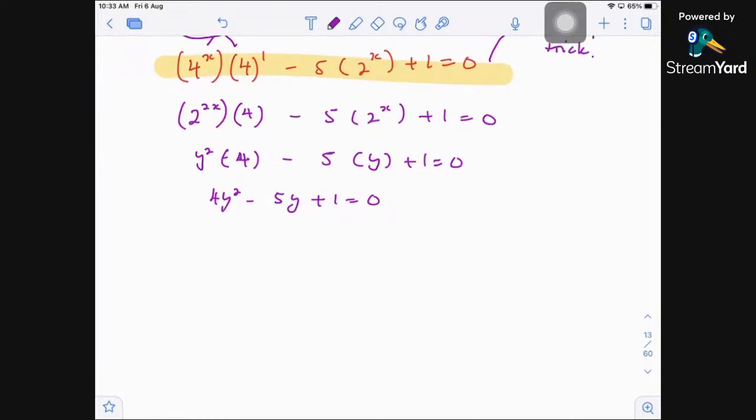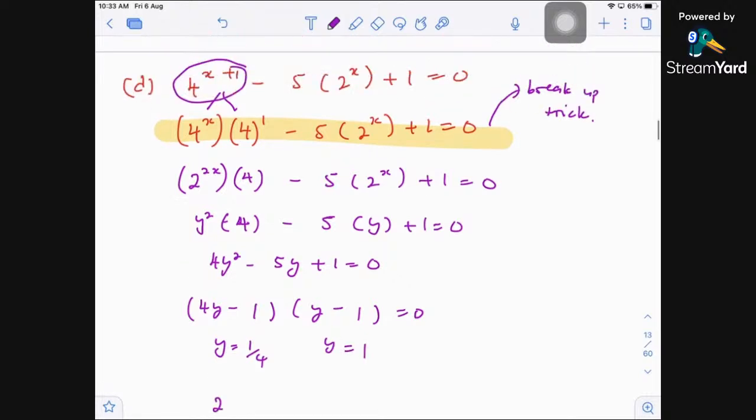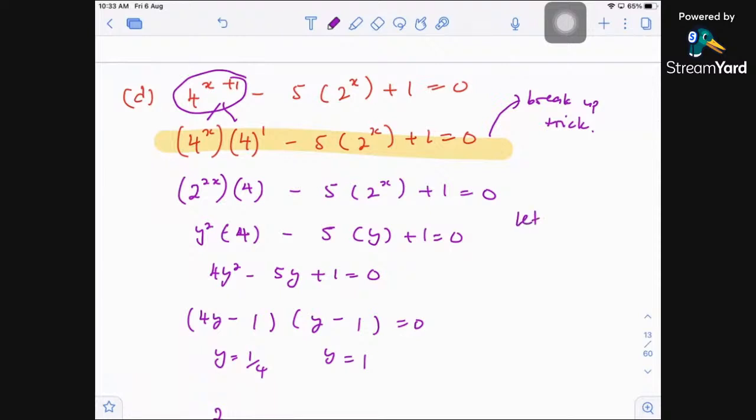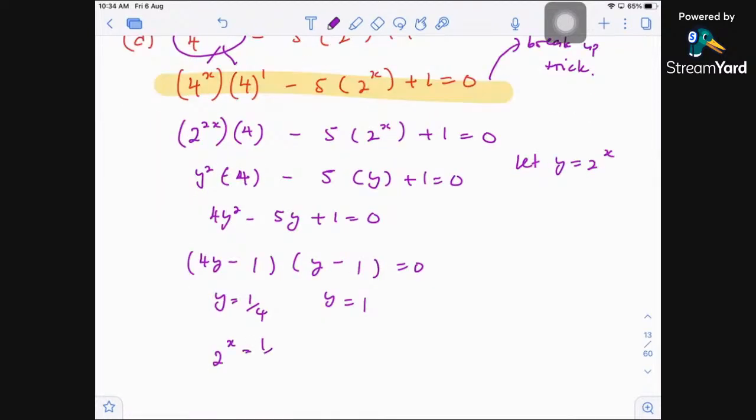Okay. From here you can factorize your answer. So I'm very sure you're going to get 4y and y here, 1 and 1, negative equals to 0. So here you can get y equals to 1 over 4 and y equals to 1. Now again over here, y is actually what? Oops, sorry, I forgot to write. Let y equals to 2 power of x. So 2 power of x equals to 1 over 4 and 2 power of x equals to 1.